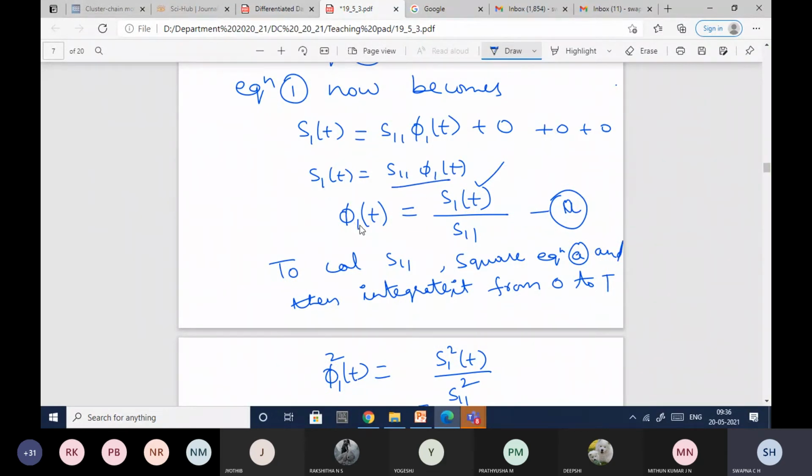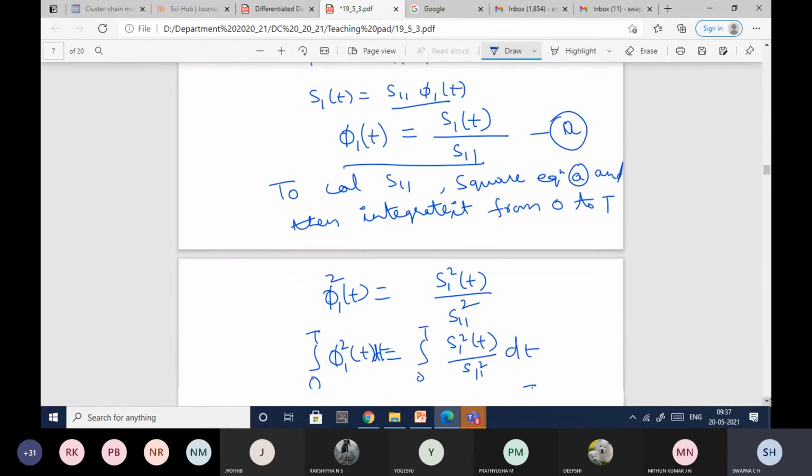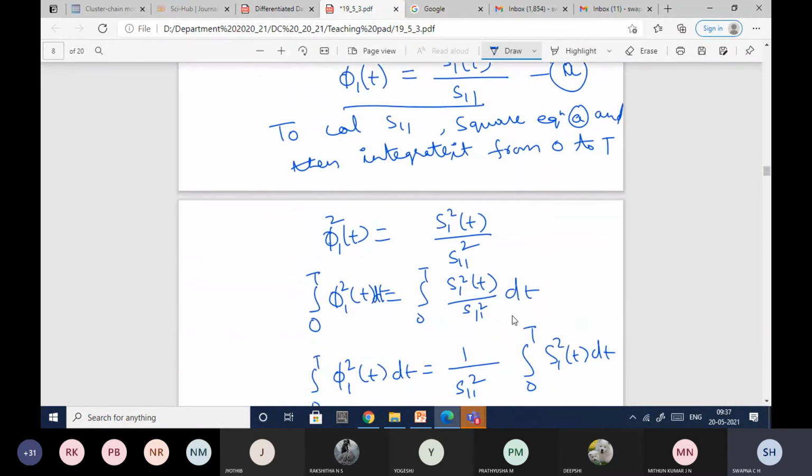From this I can write phi 1 of t is equal to s1 of t divided by s11. So we will know s1 of t, but we will not know s11. In order to calculate s11, what I have done is square equation 1 on both sides, so I get phi 1 square, s1 square, s11 square. I have also integrated from 0 to t on both sides. So this is the equation I have got.